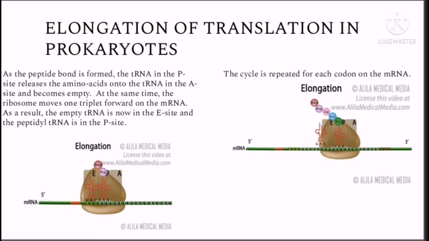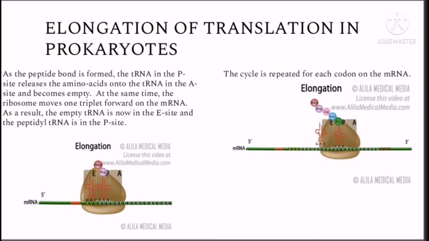According to the information stated above, the tRNA in the P site releases the amino acids onto the tRNA in the A site and becomes empty. It means that the tRNA that was in the P site before, the peptidyl tRNA, releases amino acids to the tRNA that was attached to the A site before. Now that it has released amino acids, it is empty. Then the ribosome moves one triplet forward on the mRNA. One triplet forward means moving 3 nucleotides.